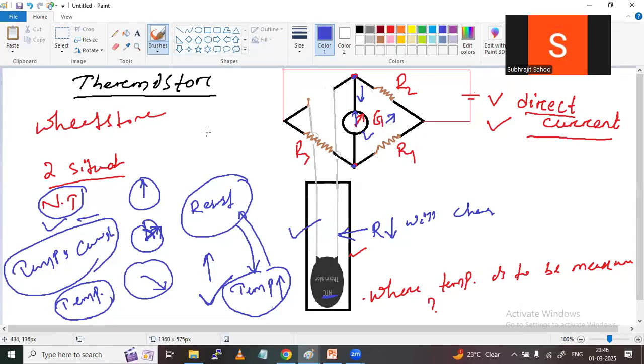Suppose the galvanometer was showing 0 ampere earlier. Now it shows 2 ampere.